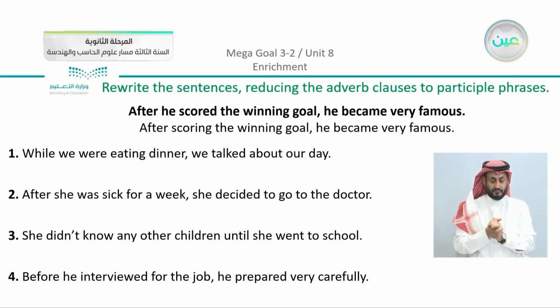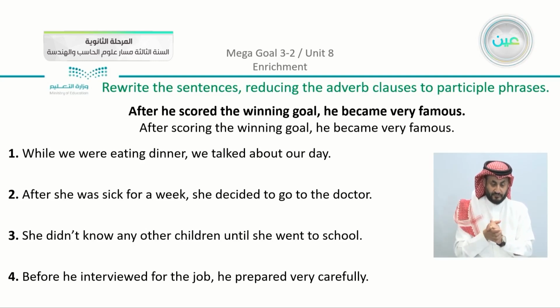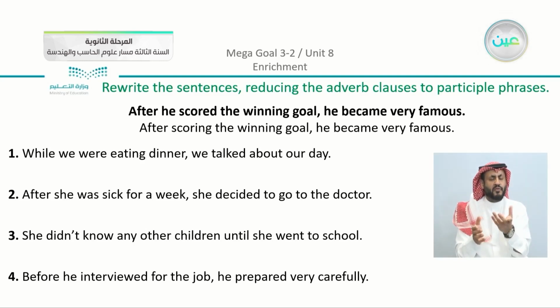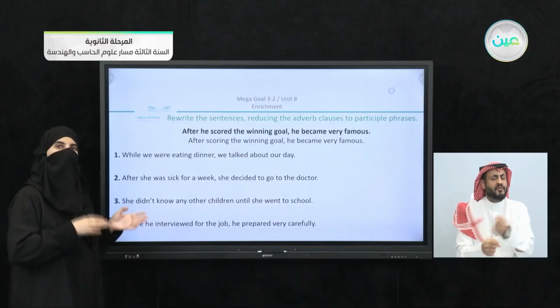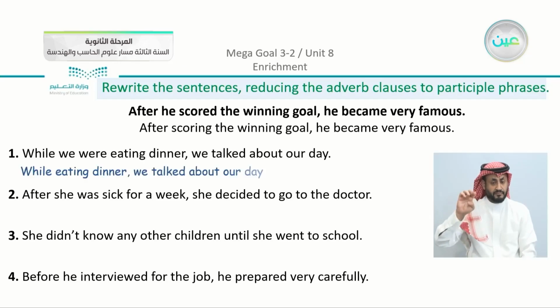After he scored the winning goal, he became famous. Now this is our example. You can see that we have here, after scoring the winning goal, he became very famous. So this is an easy example. We are going to do the exercise together. While we were eating dinner, we talked about our day. So what are you going to do with we were eating? We can say that while eating dinner, we talked about our day.